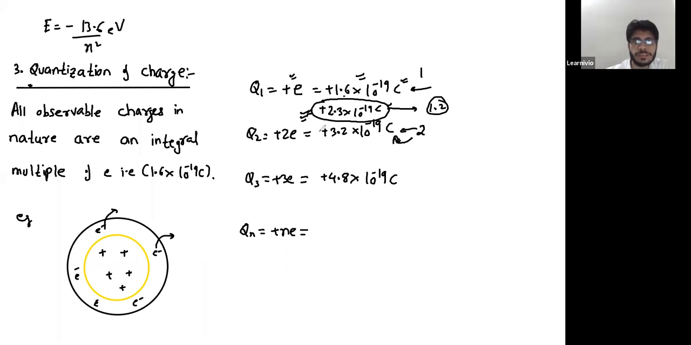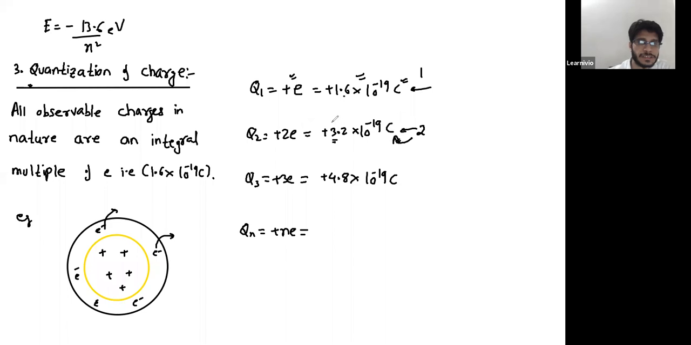After 1.6, the next possible value is 3.2. In between 1.6 and 3.2, if you take 2.3, then this 2.3 will mean that you are removing 1.2 or 1.3 electrons, which is not at all possible. Are you getting me? Yes, sir. So this is quantization: the charge on an atom will have fixed values. It cannot have any arbitrary random value.